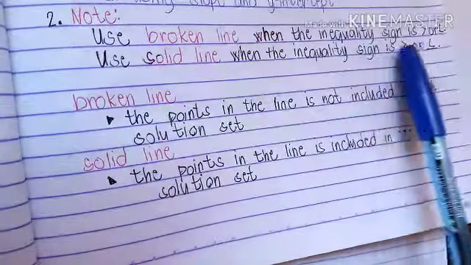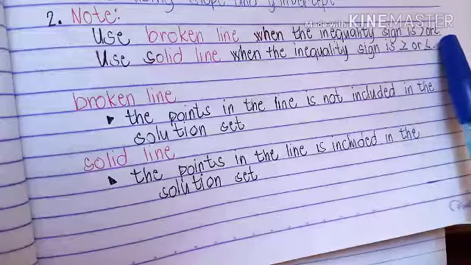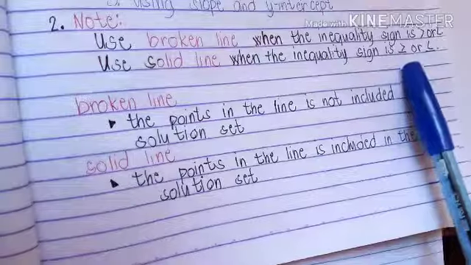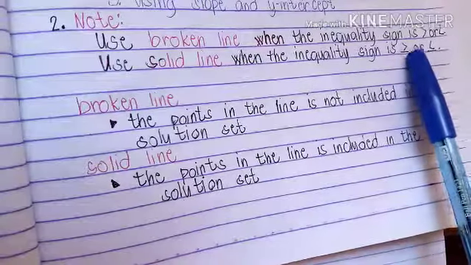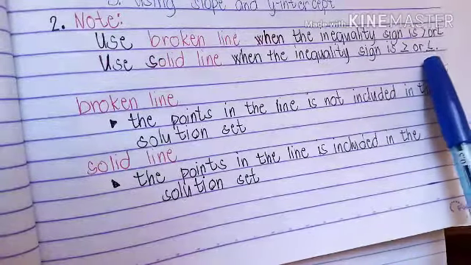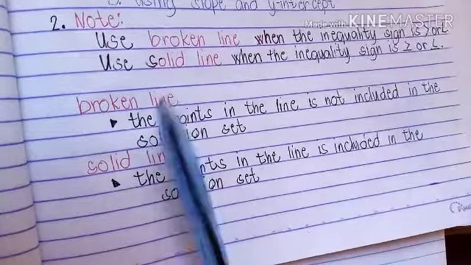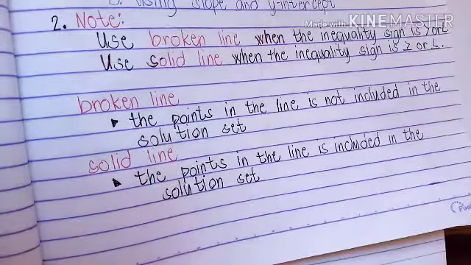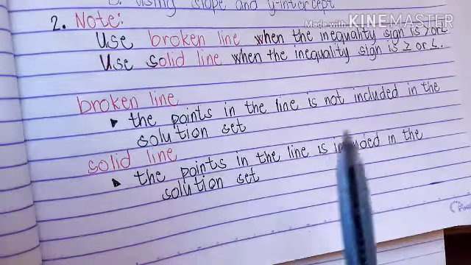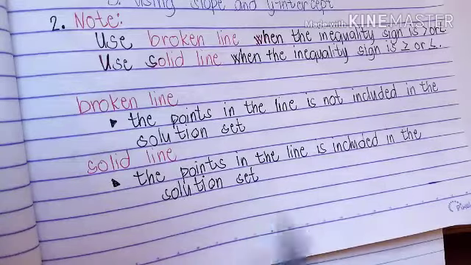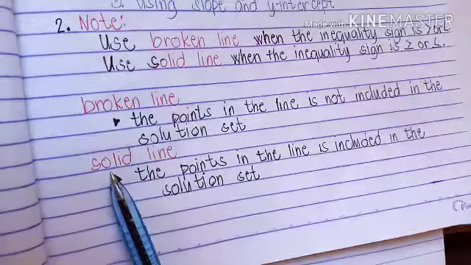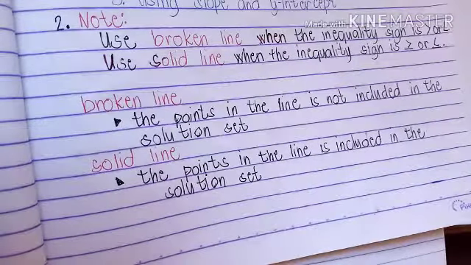Now, step number 2 says that we're going to use either a broken line or a solid line. When the inequality is greater than or less than only, we're going to use a broken line. And we're going to use a solid line if we have greater than or equal, or less than or equal. Now, what do these lines mean? Why do we have to use them? When we use a broken line, it indicates that the points on the line are not included in the solution set. And the points on the line, if we use a solid line, are included in the solution set.